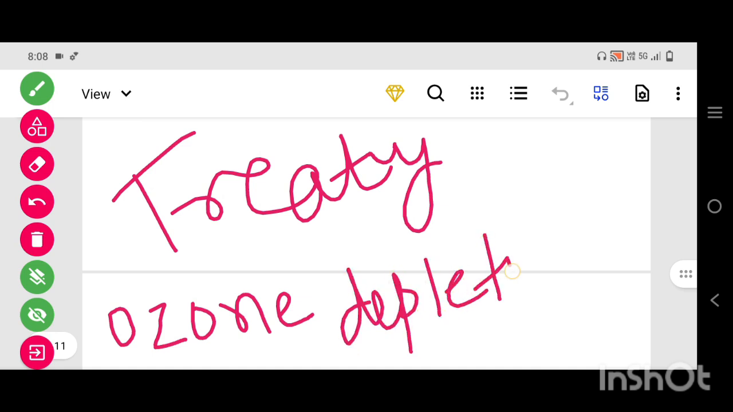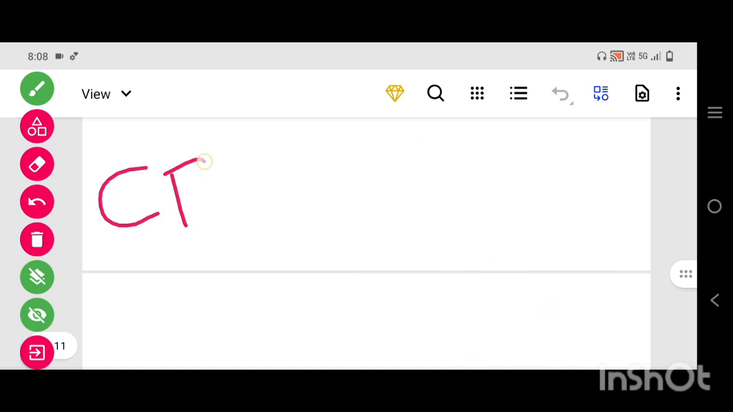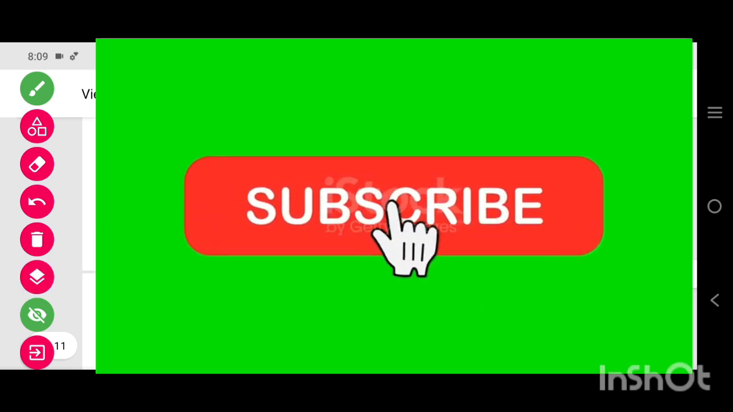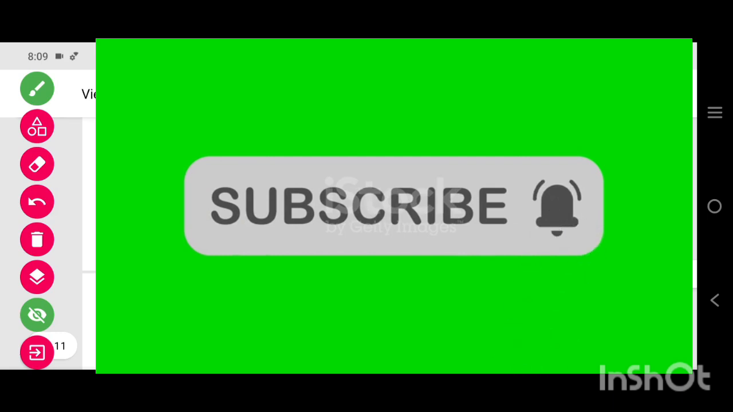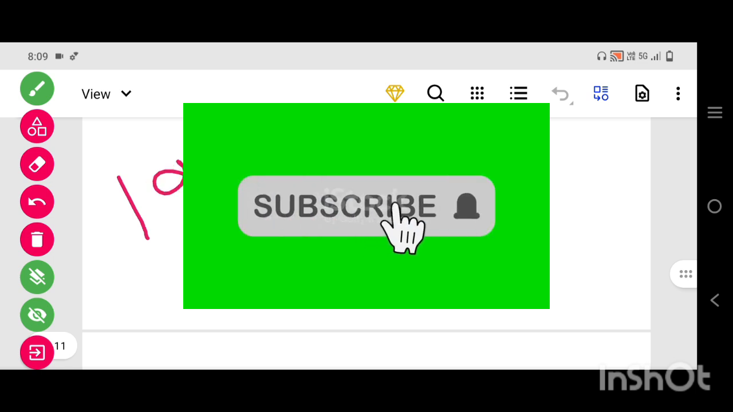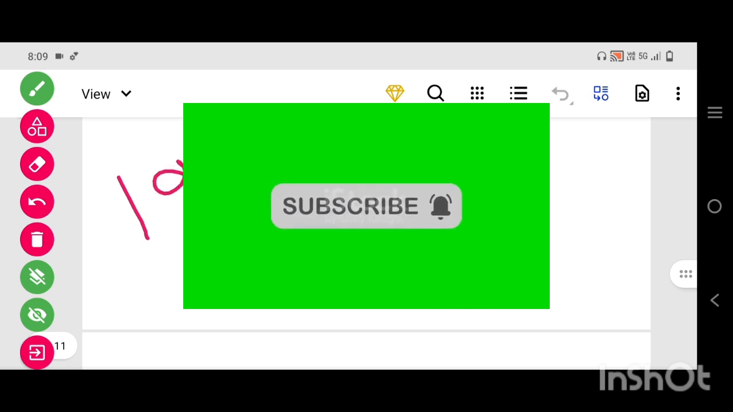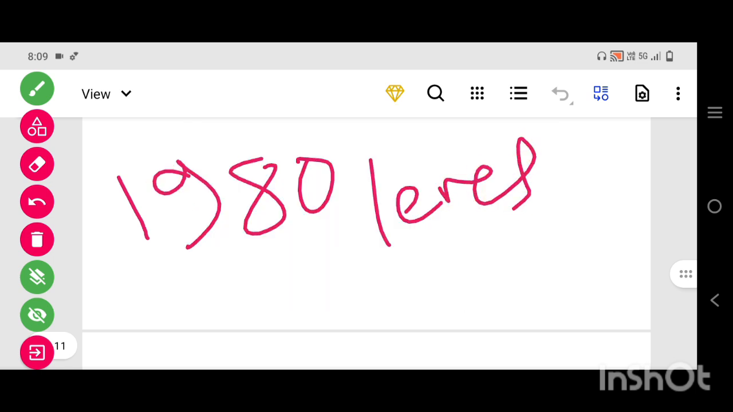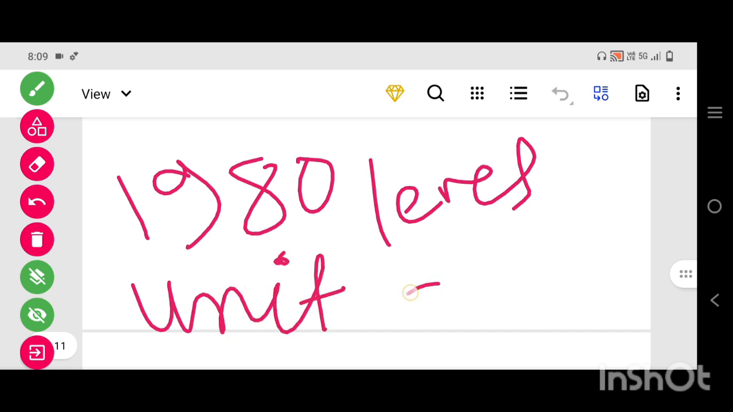So let us know what are ozone depleting substances. You have heard the name of chlorofluorocarbon, CFCs. In short, I'm writing here CFCs. Our aim through the Montreal Protocol is to achieve the level of ozone which was in the 1980s. And what are those levels? Those levels are in Dobson, the unit to measure the ozone layer.